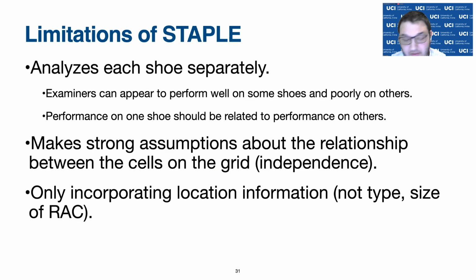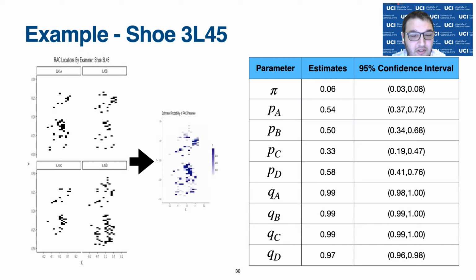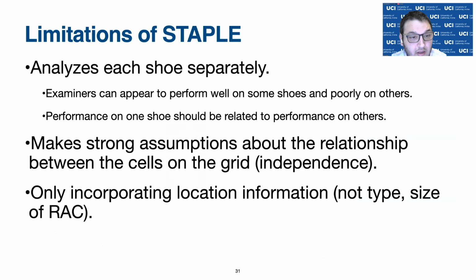So some limitations of this method are that we have to examine each shoe separately. As I showed you in this previous slide, this is 1 shoe at a time. We could get all of the parameter estimates, but what if an examiner does really well on 1 shoe, but really poorly on another? How can we put that information together to give us one overall performance evaluation? That's something that we try to tackle in extensions and our new model.